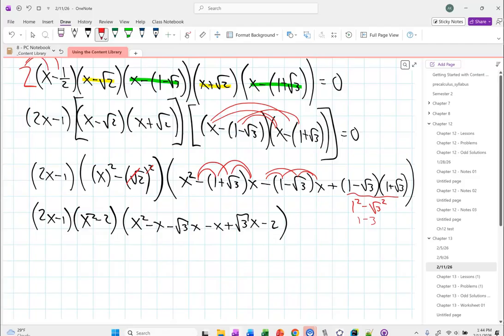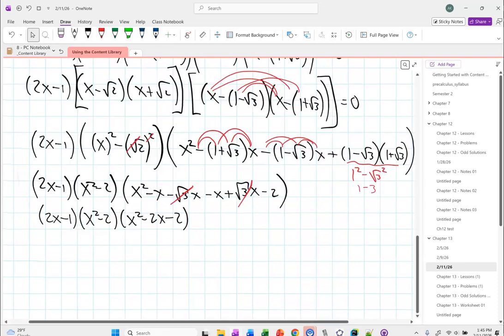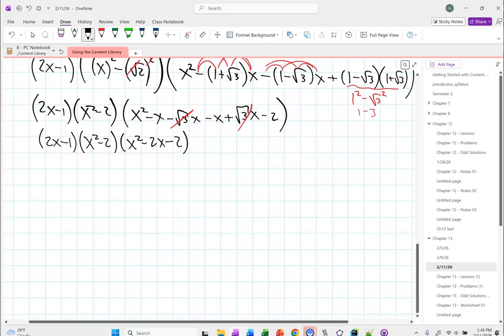So let's look in here and see for some like terms I can combine. I have a negative square root 3x and a positive square root 3x. Those give me 0. And then negative x and negative x is going to be negative 2x. Everybody so far so good? Okay. I'm going to then FOIL these guys together.